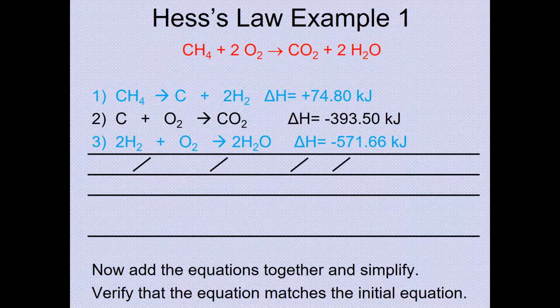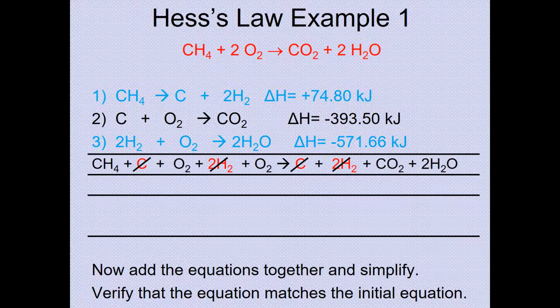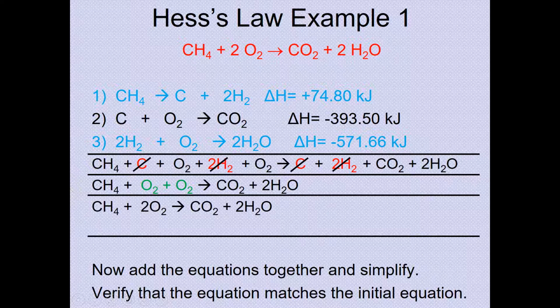So right now, this is what we've done on our previous slides. So we write that all out as one long equation, and you cross out anything that appears on both sides of the arrow. So we had a single carbon on both sides of the arrow, it gets canceled out. We had two H2s on either side of the equation, it gets canceled out. Now you'll notice we had two O2s left over on the reactant side. So after we canceled everything out, we want to add those together to get CH4 plus 2O2 produces CO2 plus 2H2O.